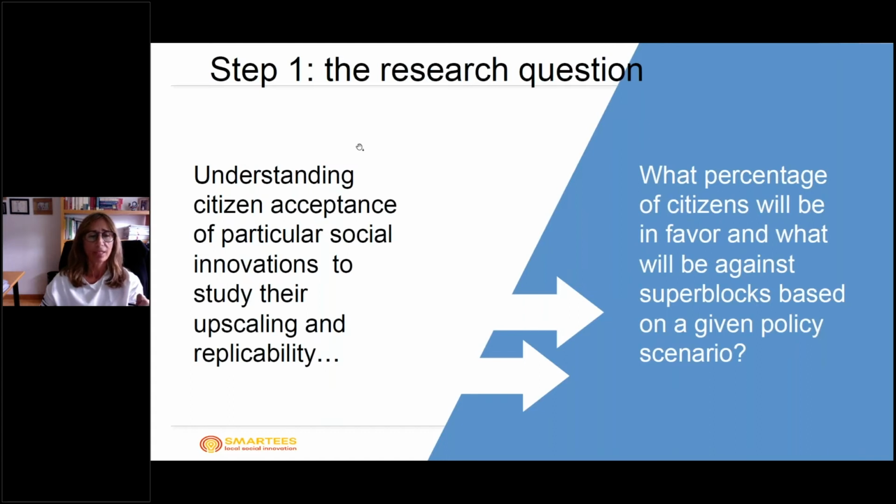Going back to SmartGate, the question could be understanding citizen acceptance of certain social innovations to study their upscaling and replicability. This is a very good objective for the project, but this is not a valid research question for a model, because how can we measure that? We must be more specific by asking, for example, in the case of Vitoria, what percentage of citizens will be in favor and what percentage will be against superblocks in a given policy scenario. With this question at hand, we are ready to go further.